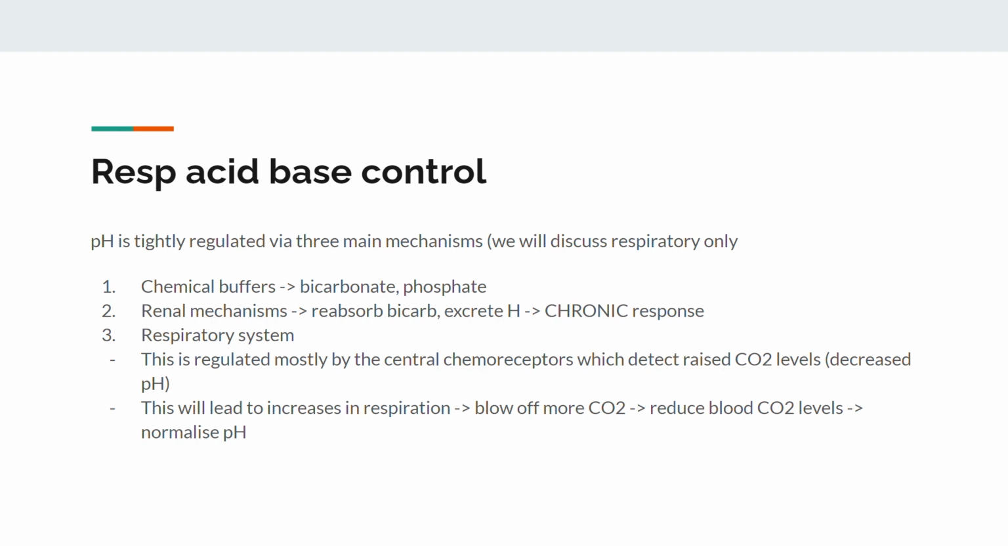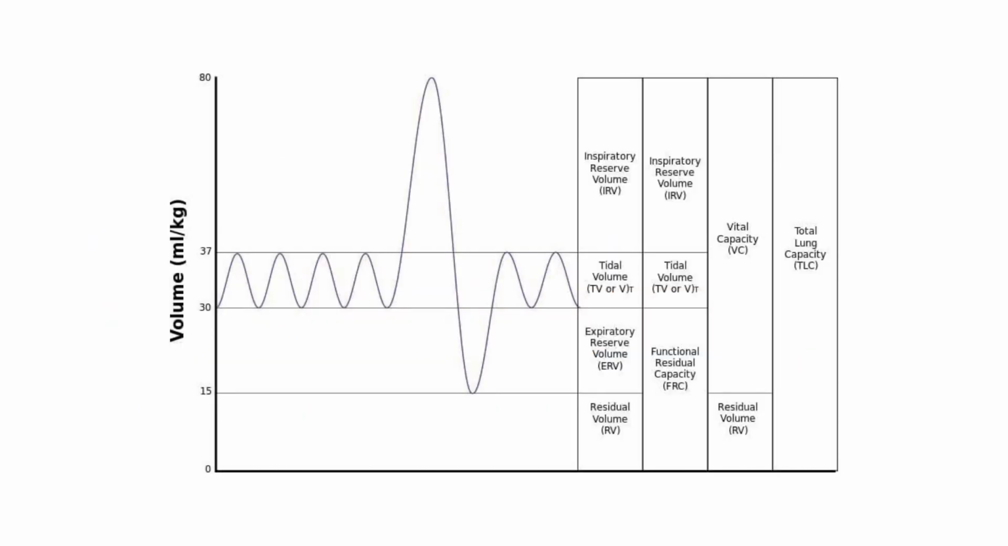The key thing to note here is that this is a chronic response. It takes a long time for the renal system to kick in. It's very effective, but it takes a long time. Whereas the respiratory system is the one that will be acutely responsible for changes in pH. As we mentioned previously, this is mostly regulated by the central chemoreceptors, which when they detect raised CO2 levels or decreased pH, will increase respiration so that you blow off more CO2 and reduce your blood CO2 levels to normalize the pH.